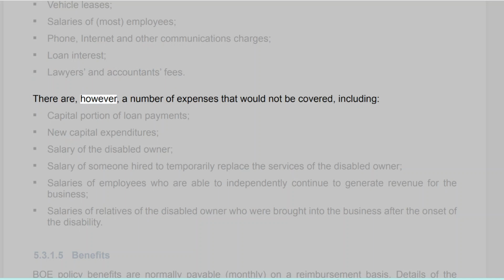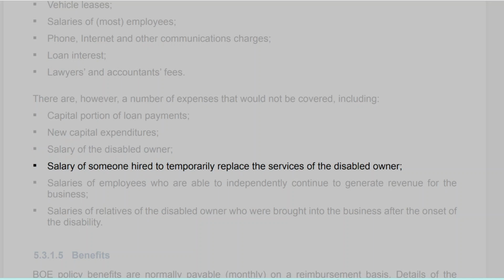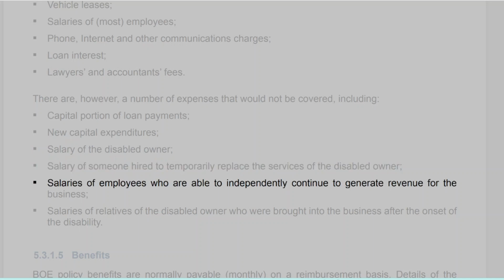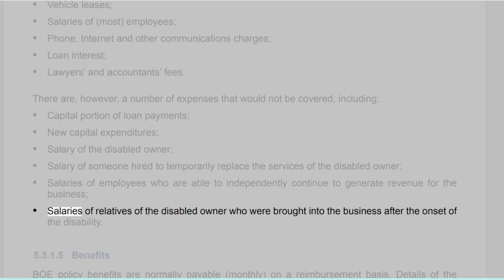There are, however, a number of expenses that would not be covered, including: capital portion of loan payments, new capital expenditures, salary of the disabled owner, salary of someone hired to temporarily replace the services of the disabled owner, salaries of employees who are able to independently continue to generate revenue for the business, salaries of relatives of the disabled owner who were brought into the business after the onset of the disability.